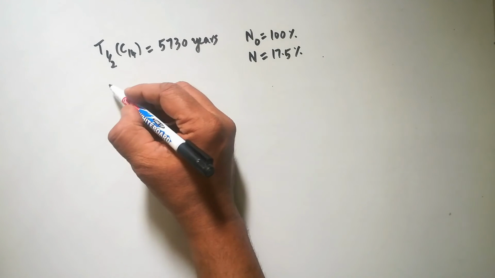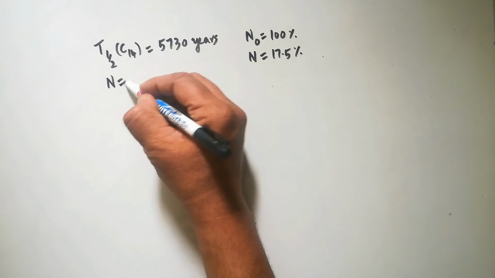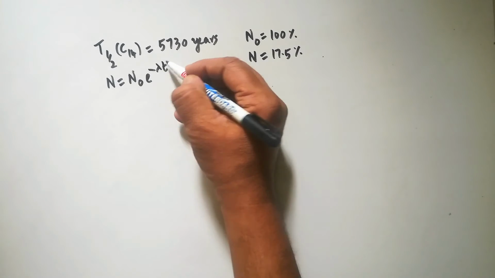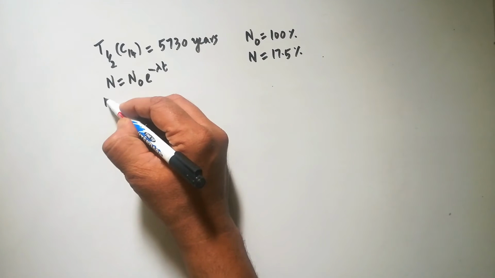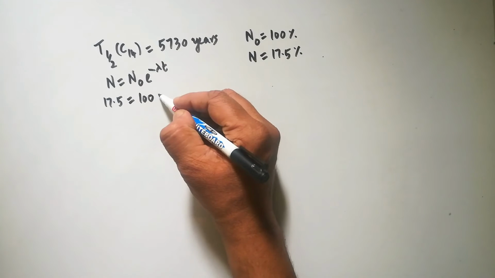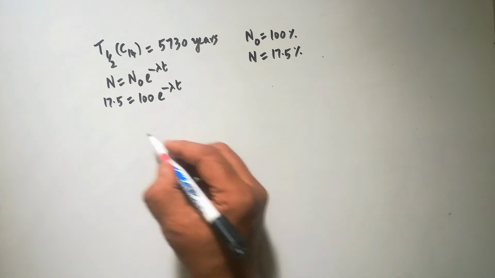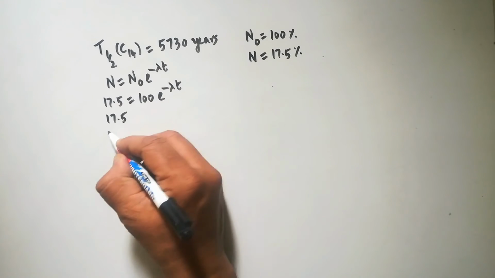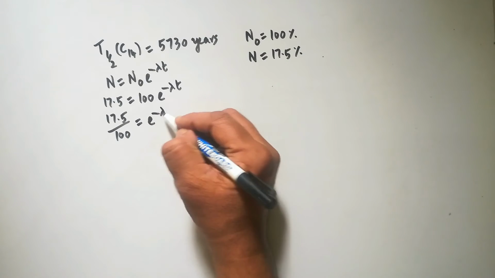Now we have to use the law of radioactivity. So what is the basic formula? N is equal to N0 e power of minus lambda T is the formula. Here N is known, N0 is known. Substitute N: 17.5 is equal to 100 e power of minus lambda T. In the next step, 17.5 divided by 100 is equal to e power of minus lambda T.